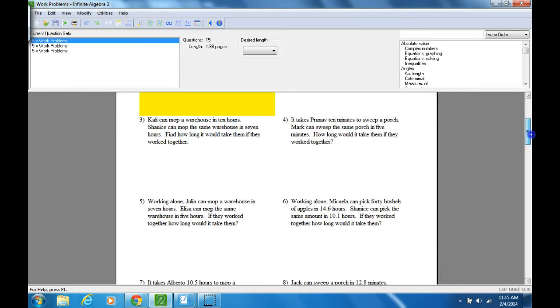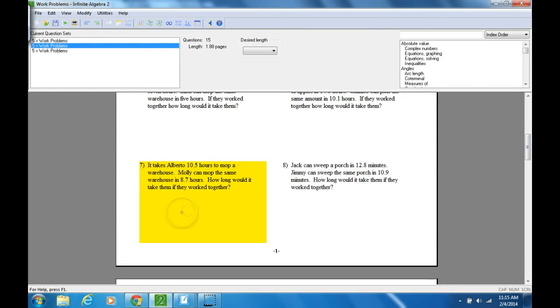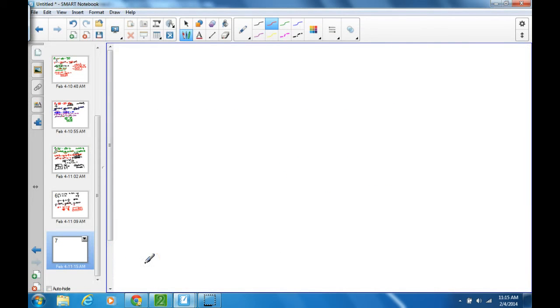Number 7 says it takes Alberto 10.5 hours to mop a warehouse, and Molly can mop the same warehouse in 8.7 hours. How long would it take them if they worked together? So it's the same process. So Alberto, if I did it, he did this in 1 hour. What's his rate? 1 over 10.5.